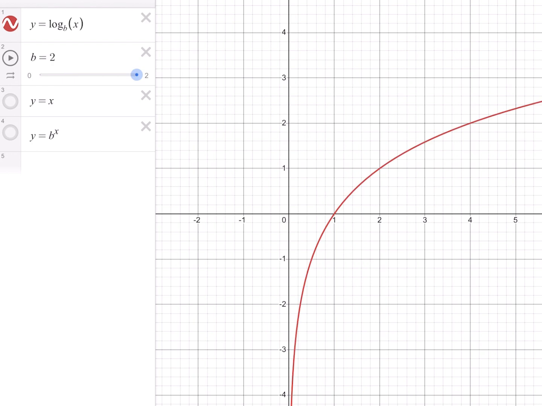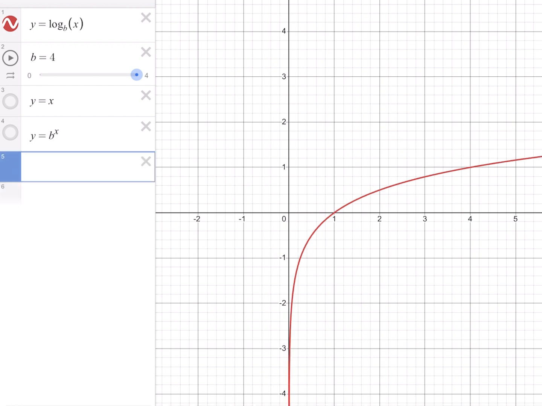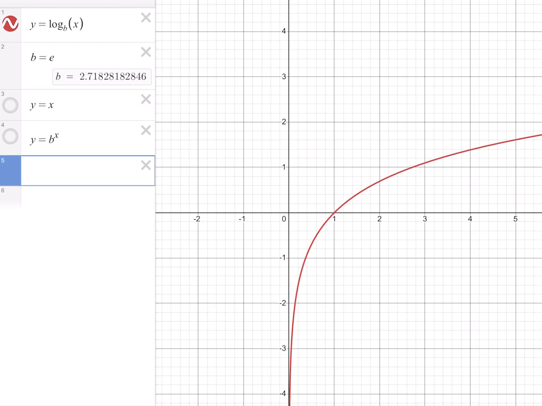Furthermore, if I park b at 2, a second point will be (2, 1). Change b to 3, and notice that we now go through (3, 1). Change b to 4, and we go through (4, 1). And you can see a pattern. Change b to e, and our graph goes through (e, 1).